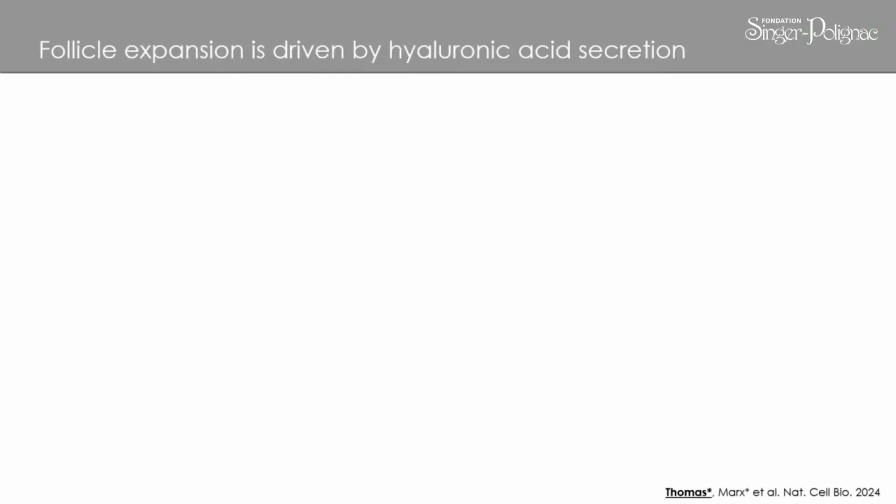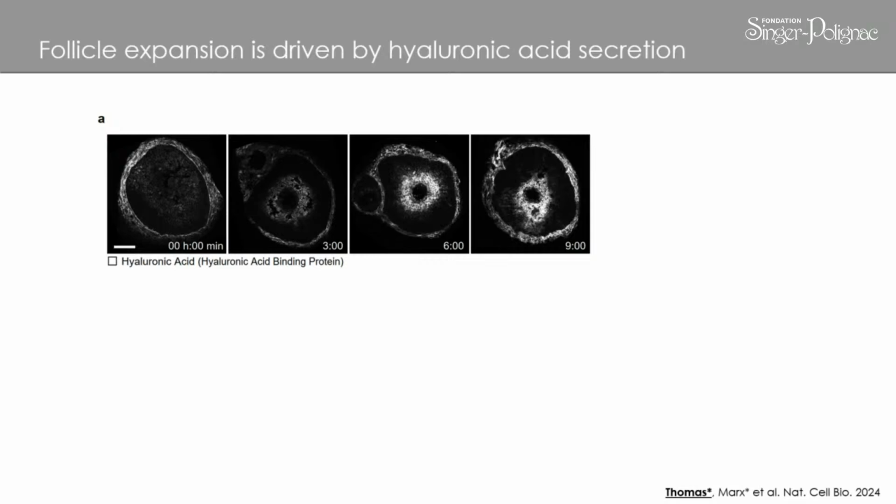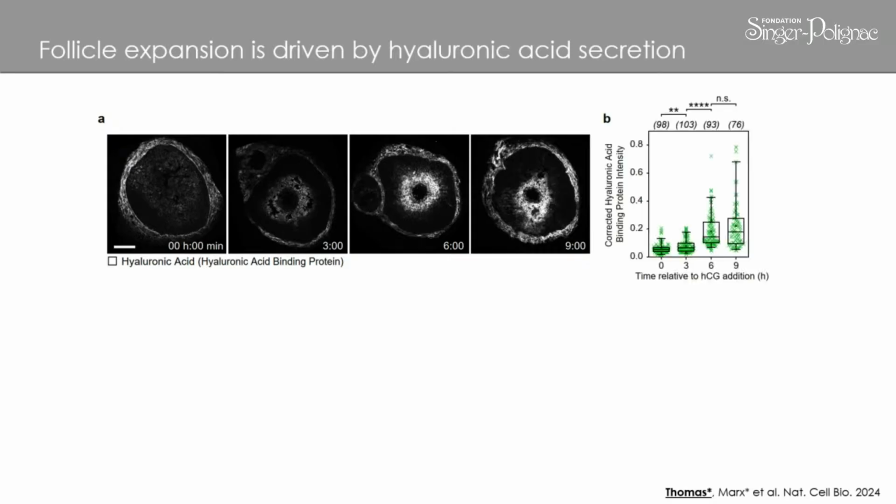We hypothesized that this might be important in follicle expansion and wanted to quantify its dynamics in the context of the whole follicle. So to look at this, we used cryosectioned follicles and we stained them for hyaluronic acid. We see that hyaluronic acid increases in this extracellular space, the antrum surrounding the oocyte, and that this increase is statistically significant in the first 6 hours, in time with when the follicle expands.